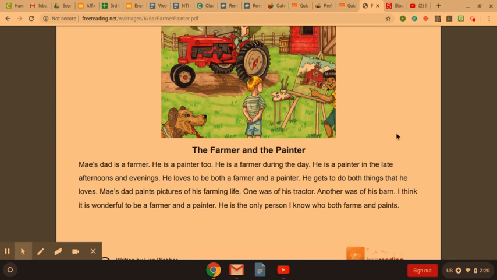May's dad paints pictures of his farming life. One was of his tractor. Another was of his barn. I think it is wonderful to be a farmer and a painter. He is the only person I know who both farms and paints.